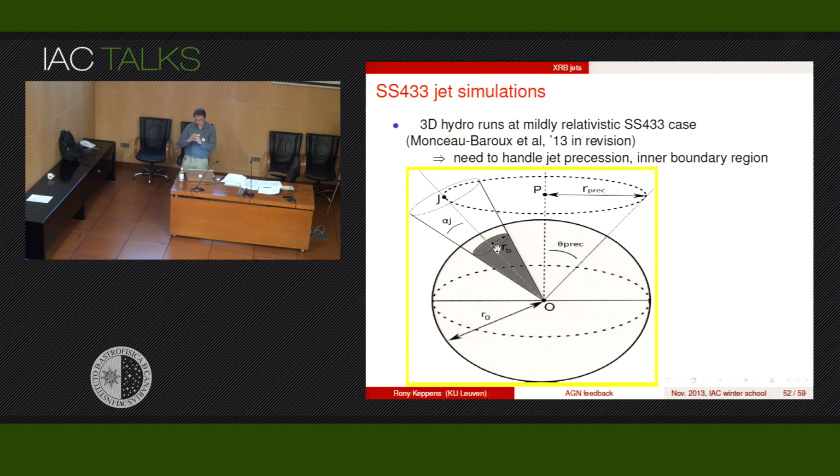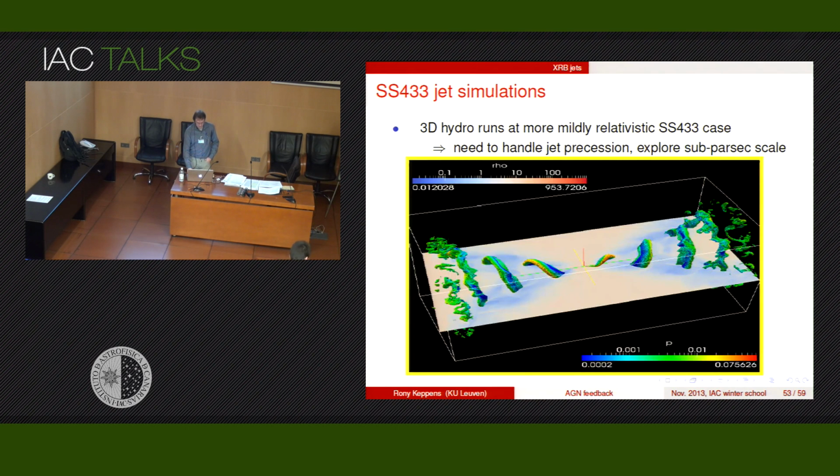So there is this spherical inner boundary, and then we have these precessing beams, both ways, that inject jets. And again, the main reason is that we take the parameters from the observations and we vary them within meaningful bounds. So here is a snapshot.